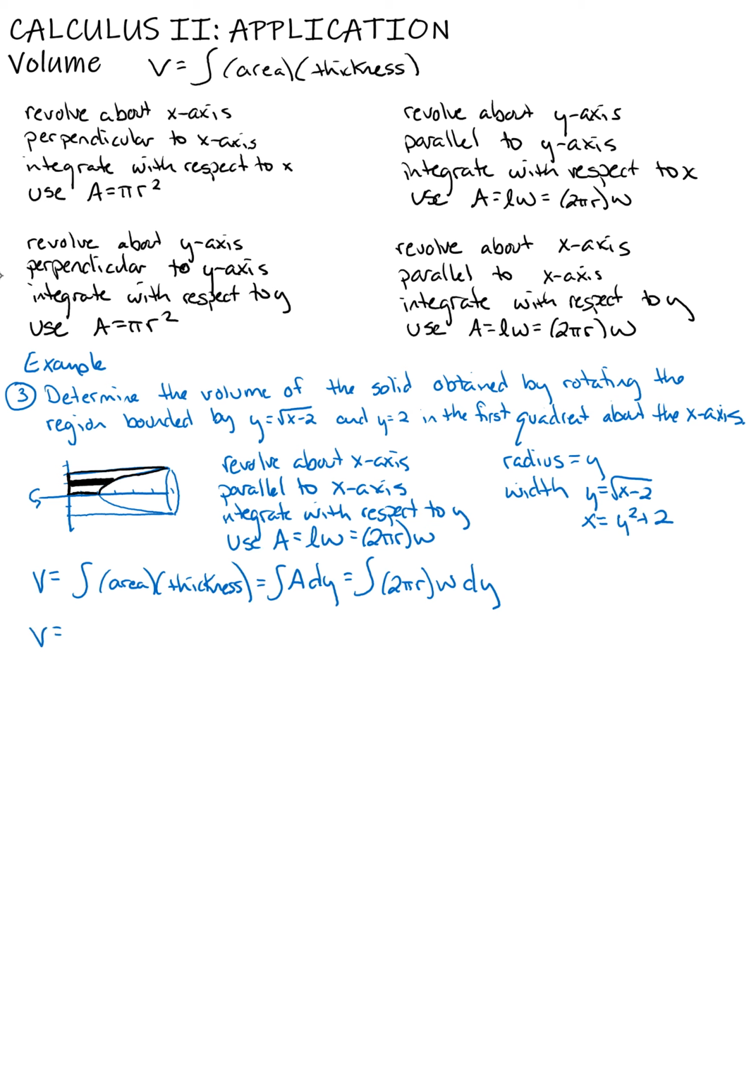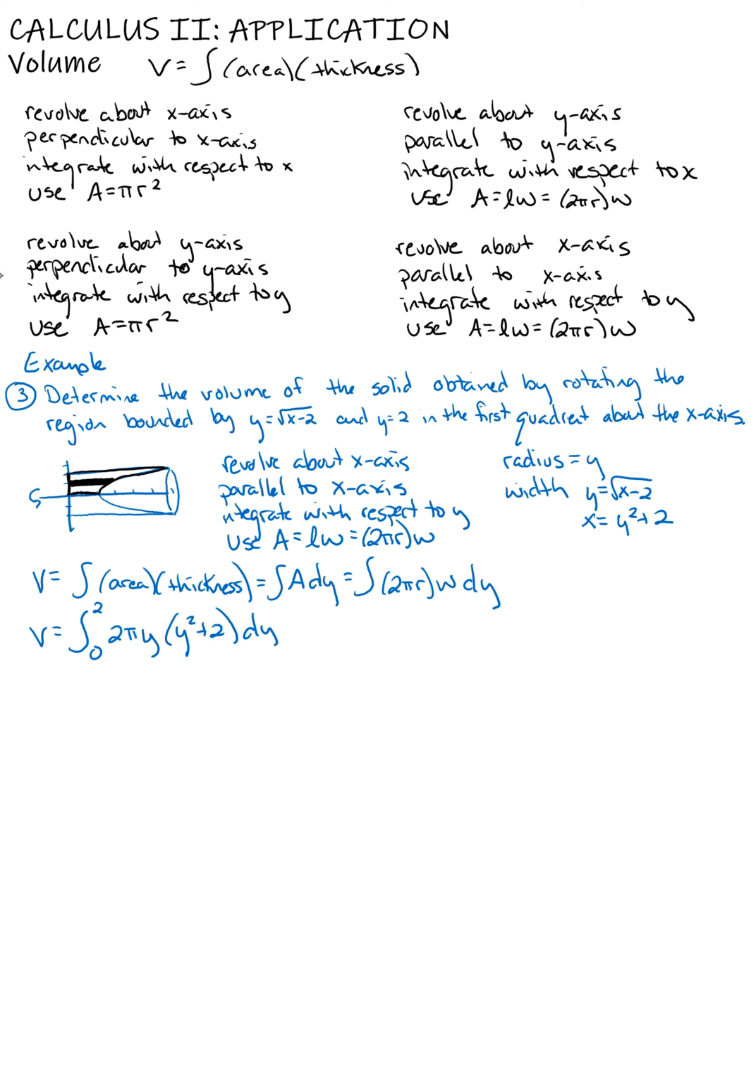Okay, so let's see. Our volume is the integral. Now this is a definite integral. Since we are integrating with respect to y, what are the y values? Well, the y values go from 0 up to 2. So we're going to integrate from 0 to 2. And then we have 2 pi times r. We've already decided that the radius would be y. And then our width in terms of y is y squared plus 2.